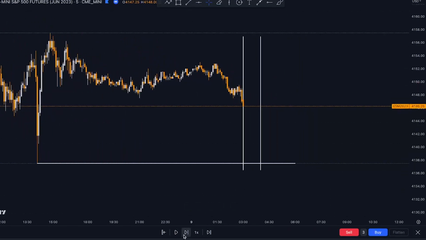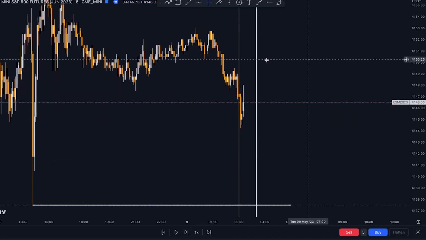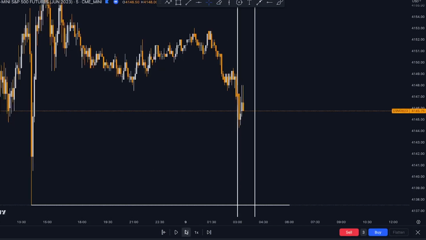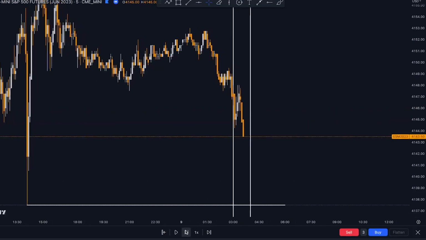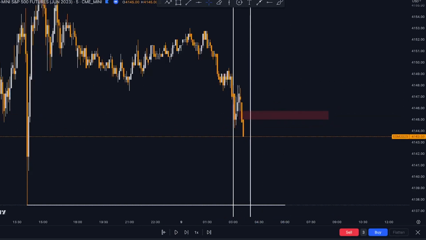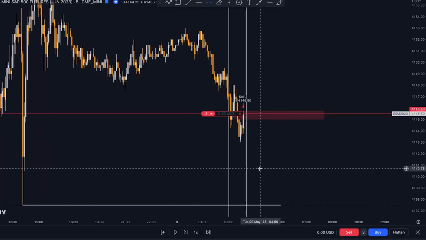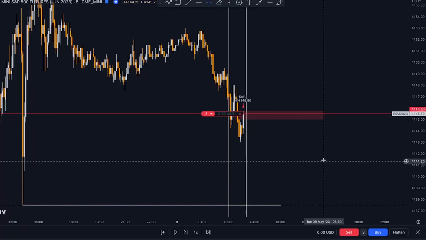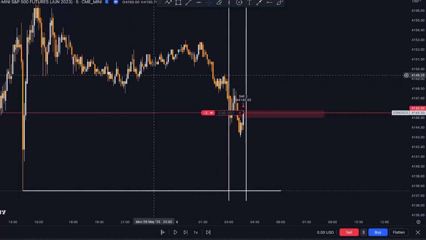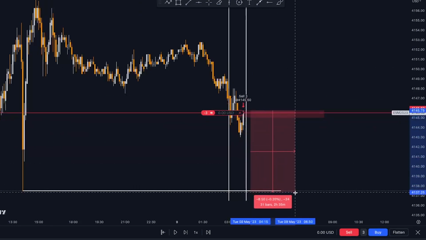So we want to wait for a fair value gap to form and enter on that fair value gap. So we got our fair value gap here, and that is our entry point. So price entered the fair value gap, we go short, and now we're targeting this low. Take your measurement and look if the trade has possibility of 10 handles.